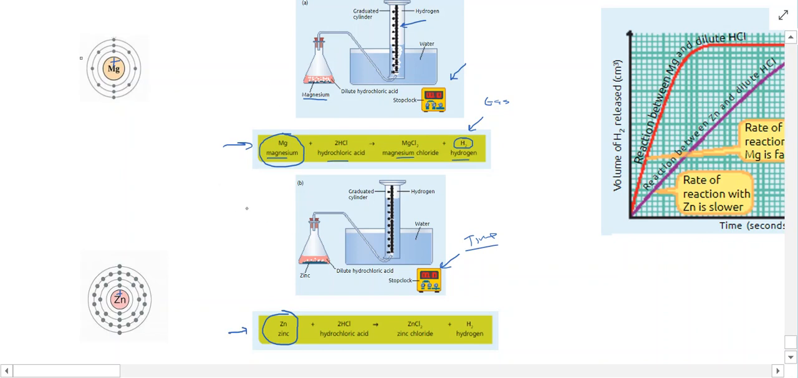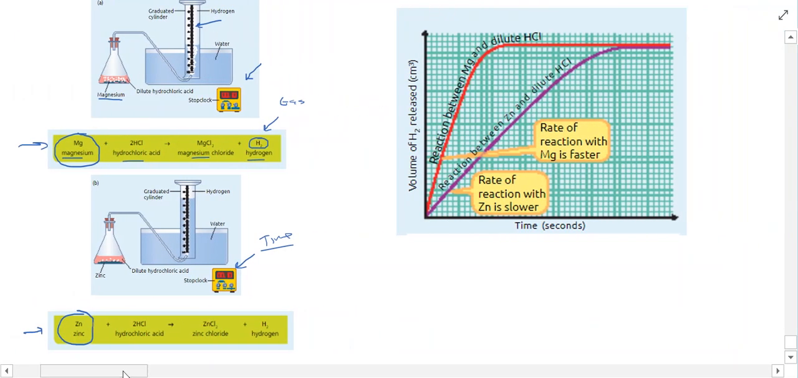The difference is the type of reagents. In this case, we're using magnesium, and in this case, we're using zinc. These are two different types of atoms that are reactants. And because of the different types of reactants, you can have different rates of reaction. So if we have a look here, we can take these two experiments and plot this graph.